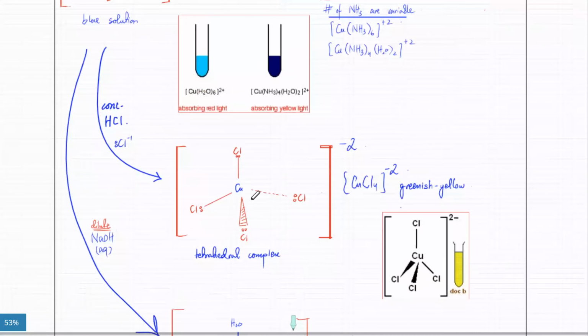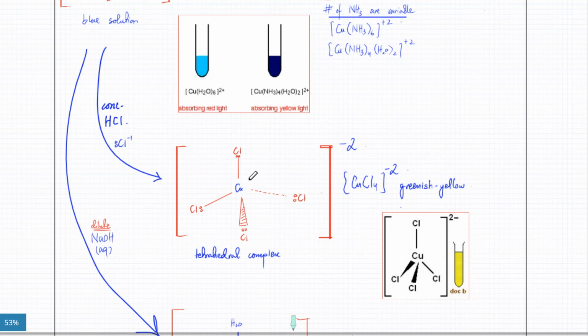If you add Cl, that is another ligand. The 6 water molecules get knocked out and they get replaced by 4 Cl minus 1 ions. That's a CuCl4 minus 2 complex. That's greenish yellow in color. So you have these 4-5 types of complexes that are formed with copper. And with cobalt, you're going to get similar reactions as well.